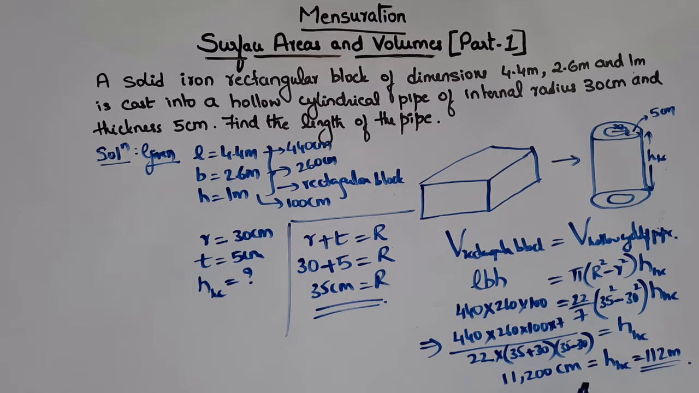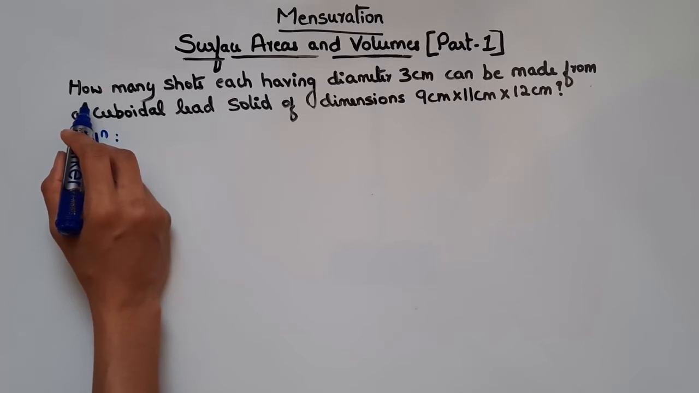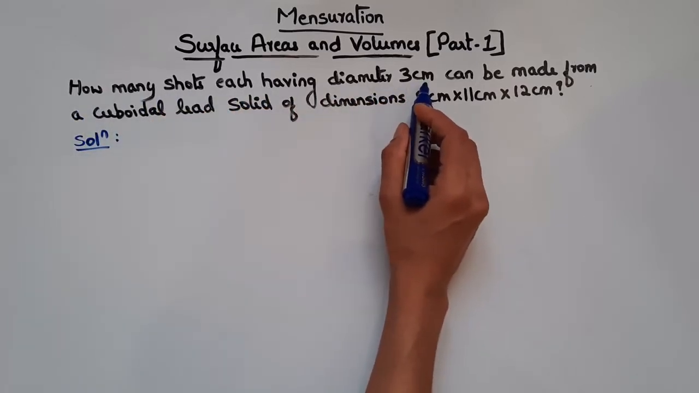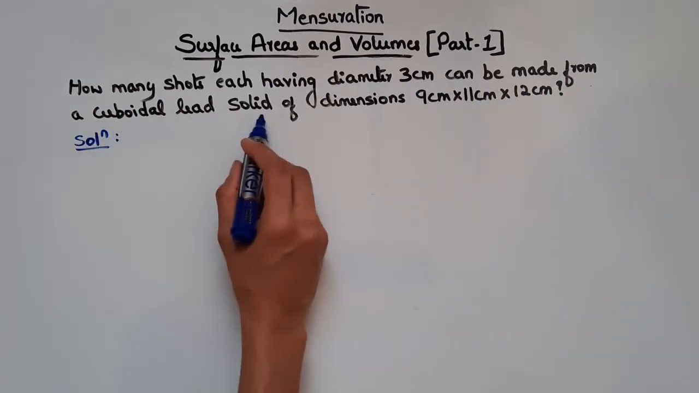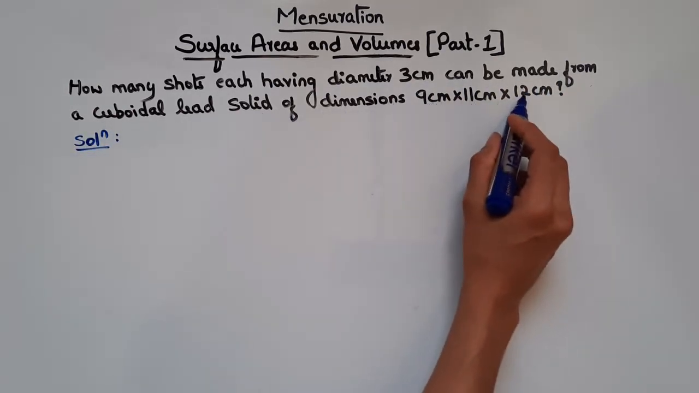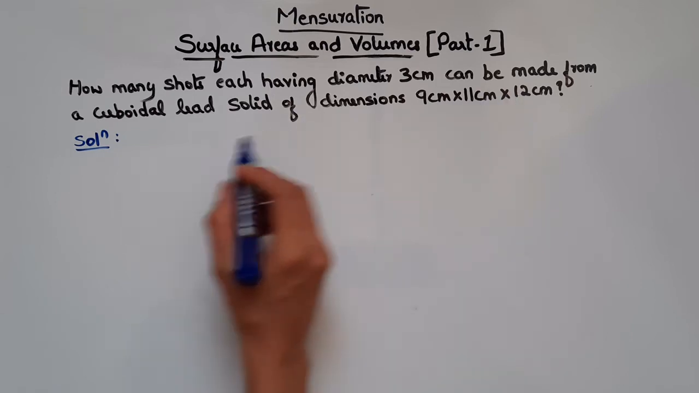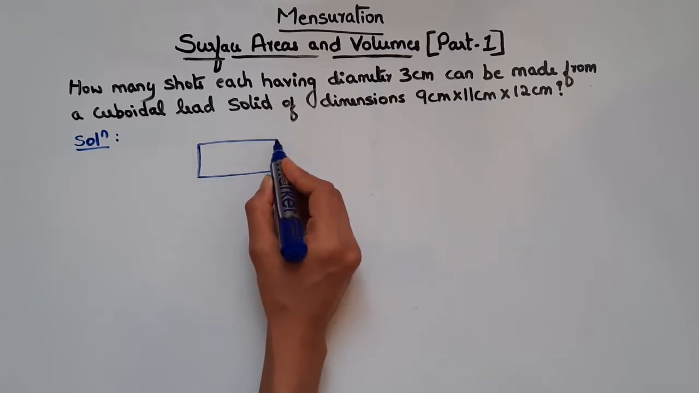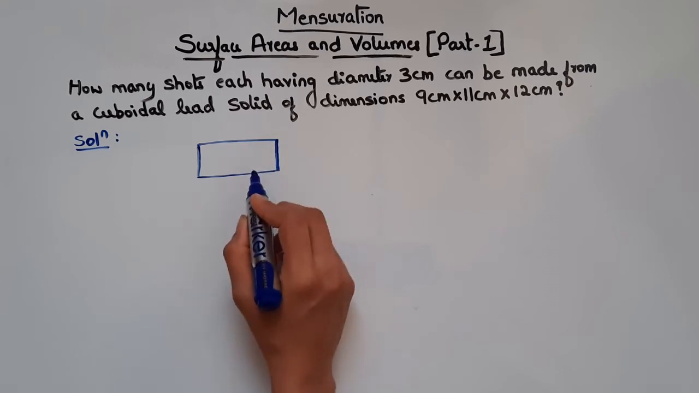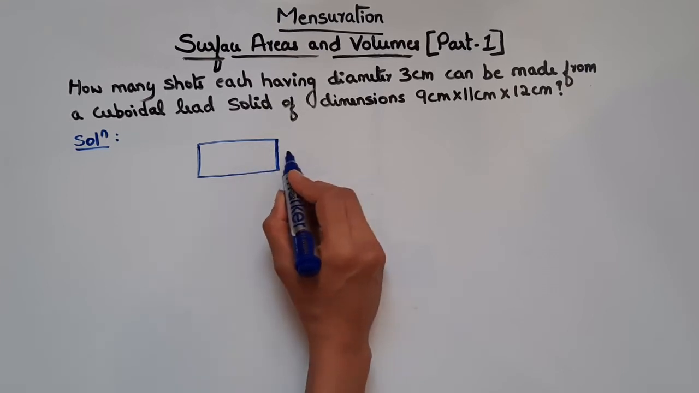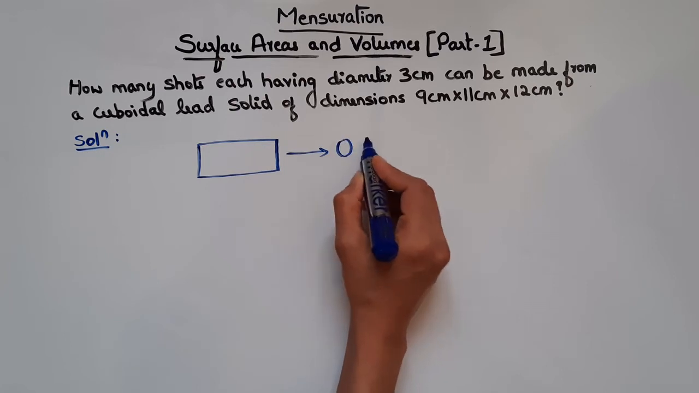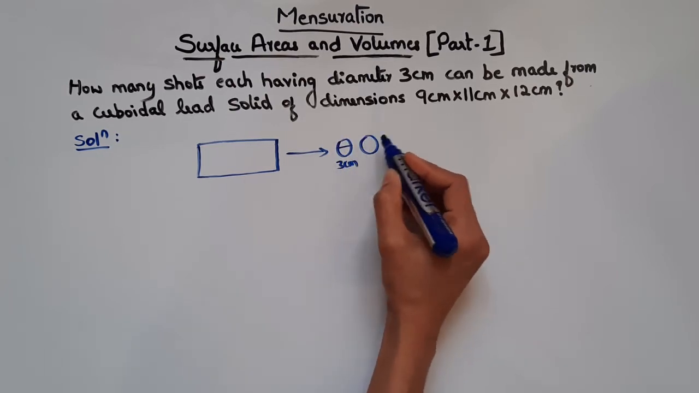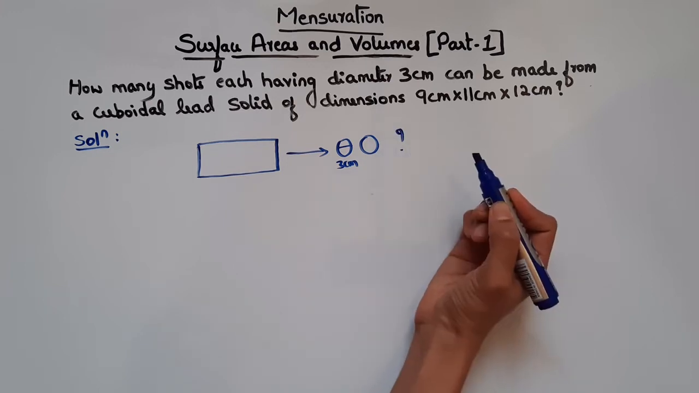Now let's see one more problem. So now let's see this problem. Here it says: how many shots, each having diameter 3 centimeter, can be made from a cuboidal lead solid of dimensions 9, 11, 12 centimeter. So we have a cuboidal lead solid. Let's say this is a cuboidal lead solid. This cuboidal lead solid is melted to make shots of diameter 3 centimeter. So how many such shots can be made? We have to find that.